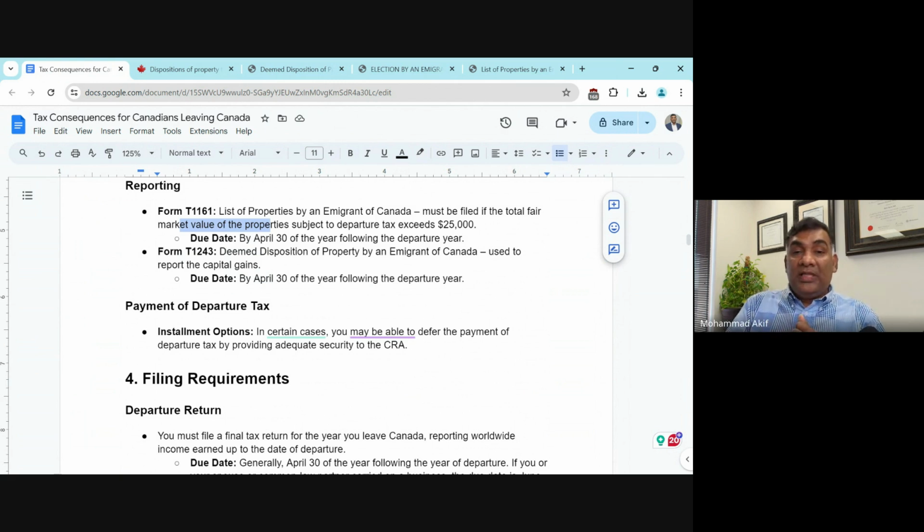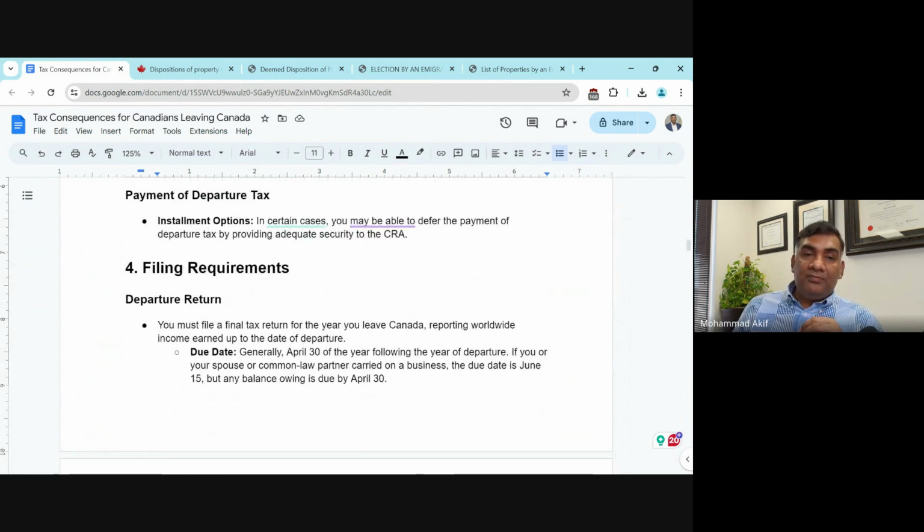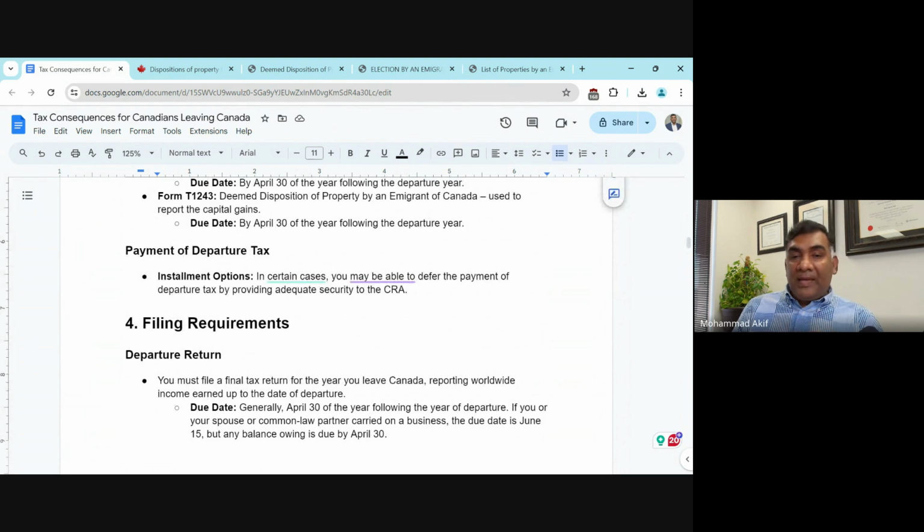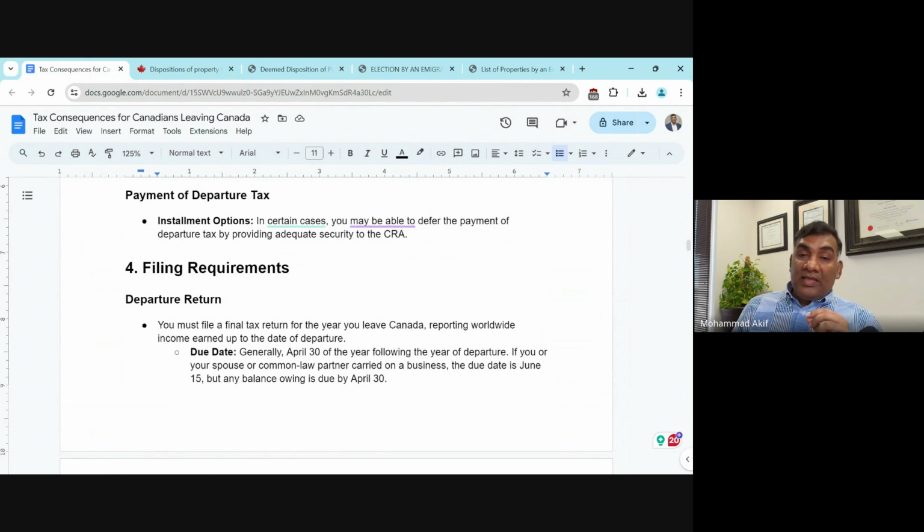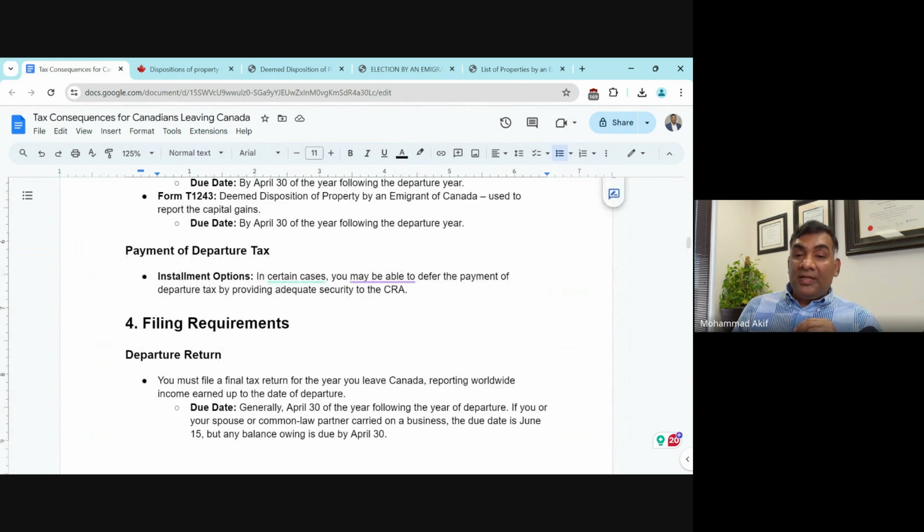T1243 is of course the deemed disposition. This is where your capital gains is connected, and then the capital gains is being reported. We have talked about the departure payments. You can defer the payment too, but the payment is due on April 30th. Again, the deferral is a separate process. It takes a couple of months for you to get it. We'll also be discussing that after this video.